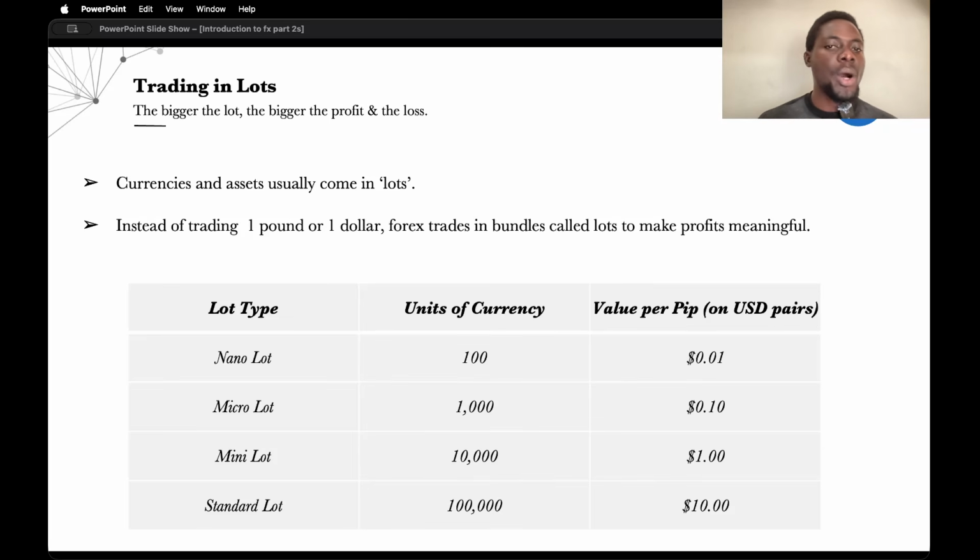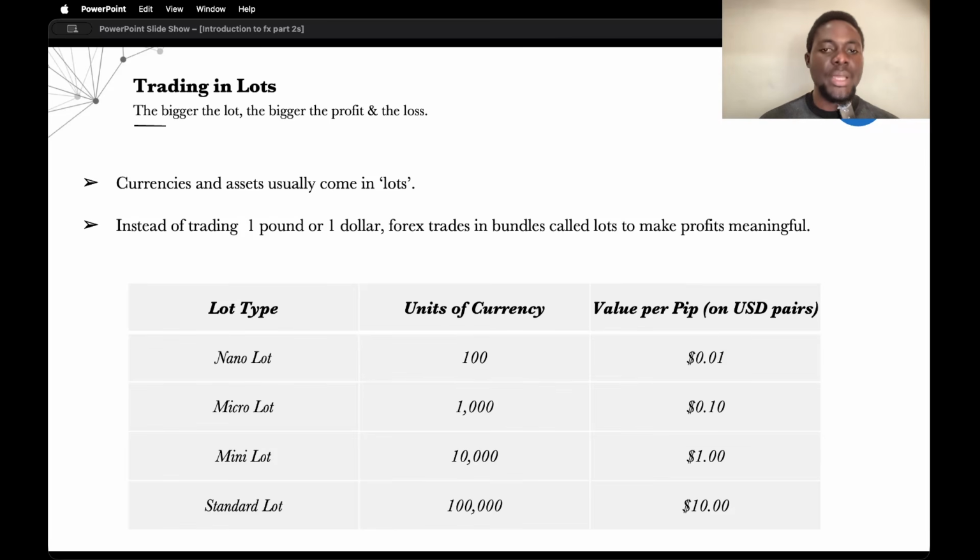Instead of trading £1 or $1, the forex trades in bundles called lots to make profits meaningful. You see over here, we wrote only profits. We didn't add loss. But think about it. If you are increasing the lot you are trading with, that means you are likely going to make a lot of profit or you are going to incur a lot of loss. Do you understand? Now, let's break the lot type down.